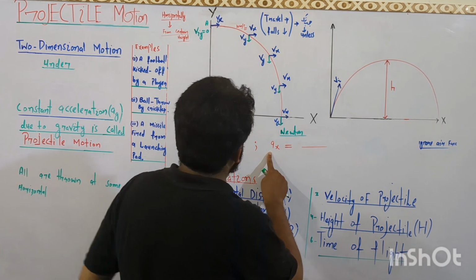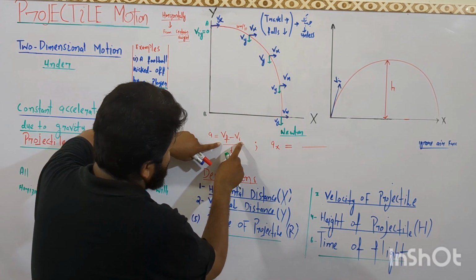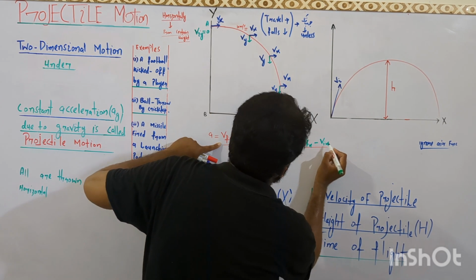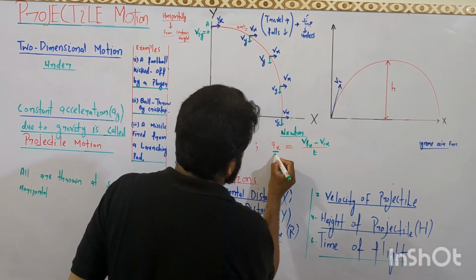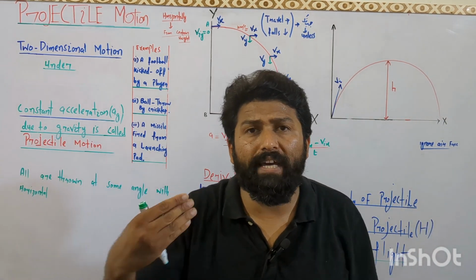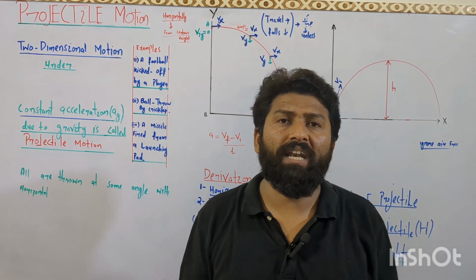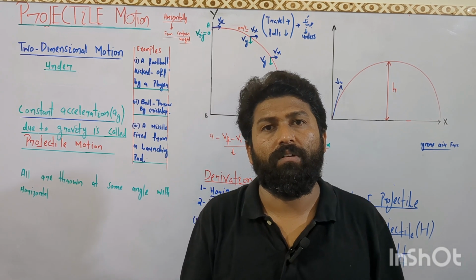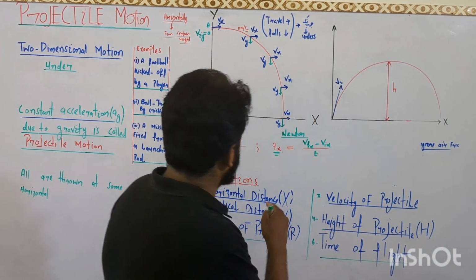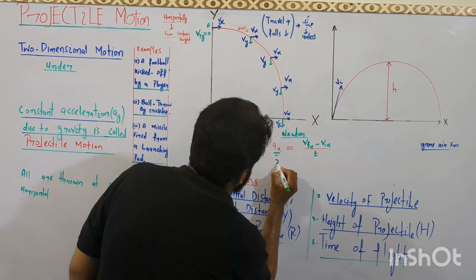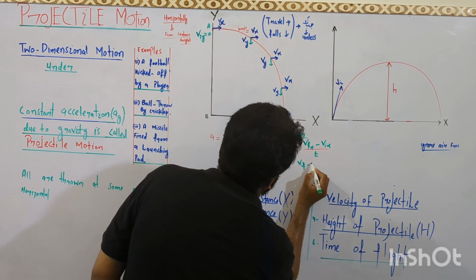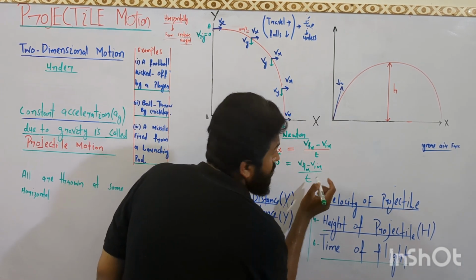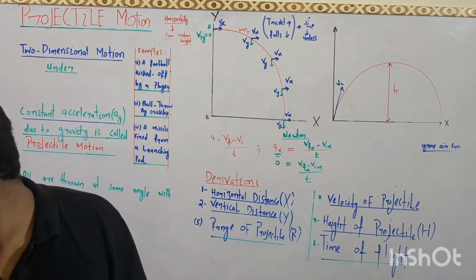So what is the formula of Ax? Ax equals Vfx minus Vix over t. Since acceleration along the x-axis is zero, why is it zero? Ignore air friction and other forces. Unless other forces are acting on the body, the acceleration would be zero. So acceleration is zero, and t multiplied by 0, the answer will be 0.